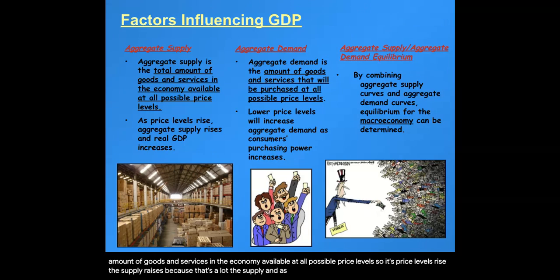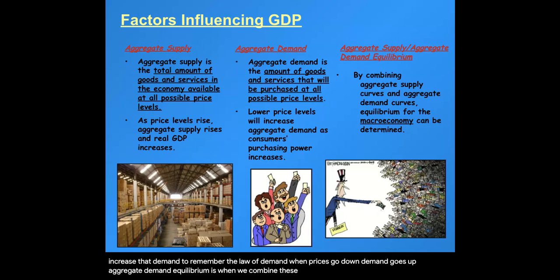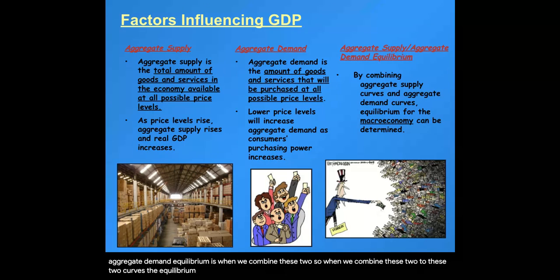And aggregate demand is the amount of goods and services that will be purchased at all possible price levels. The lower price levels will increase that demand. So remember the law of demand: when prices go down, demand goes up. And then the aggregate supply and aggregate demand equilibrium is when we combine these two. When we combine these two curves, the equilibrium for the macroeconomy can be determined.